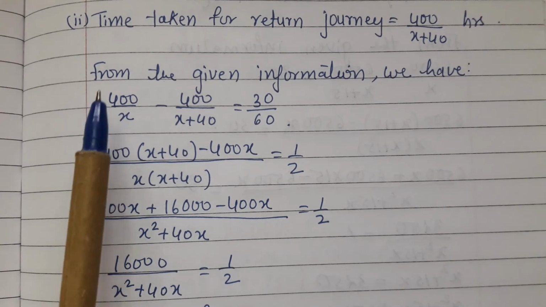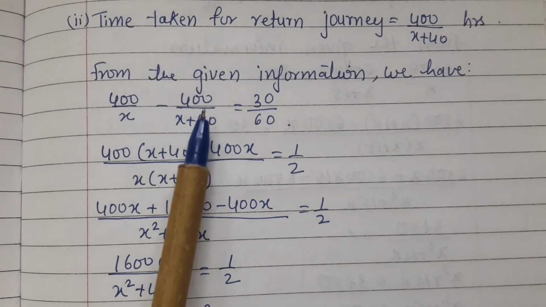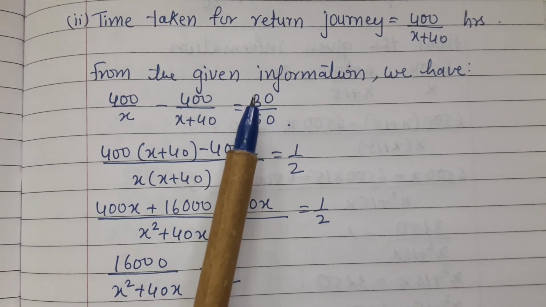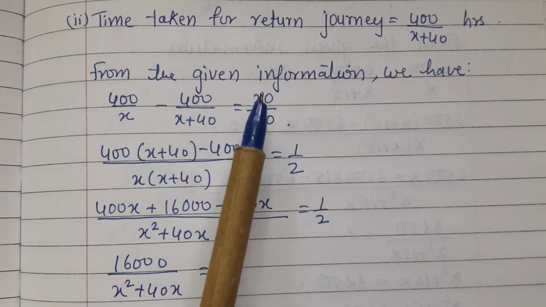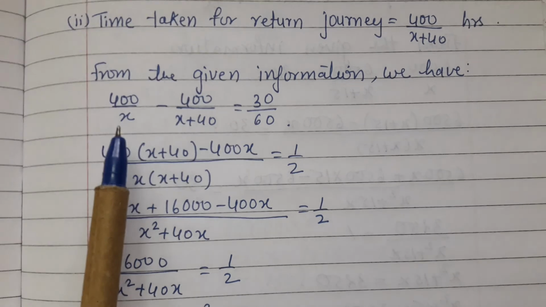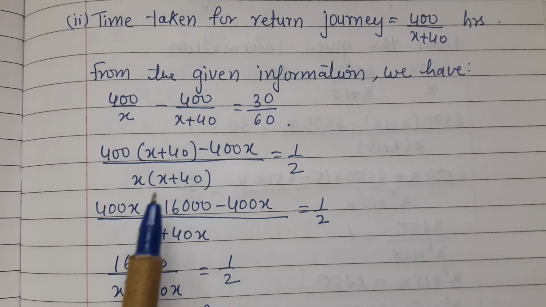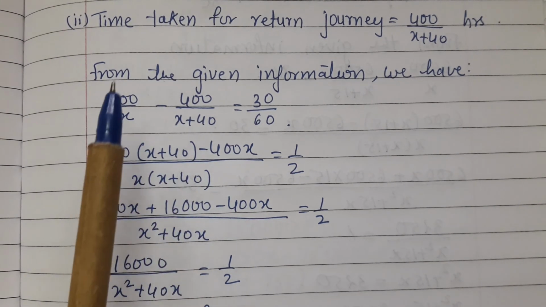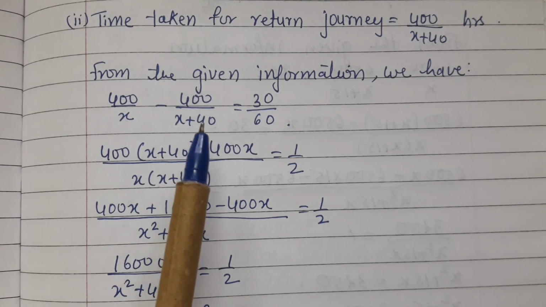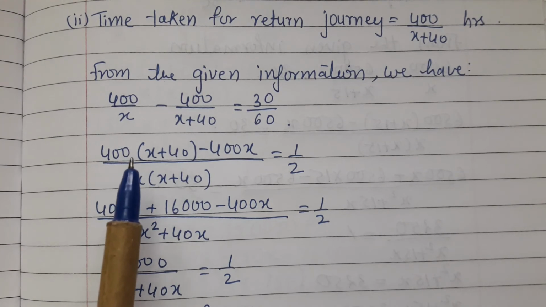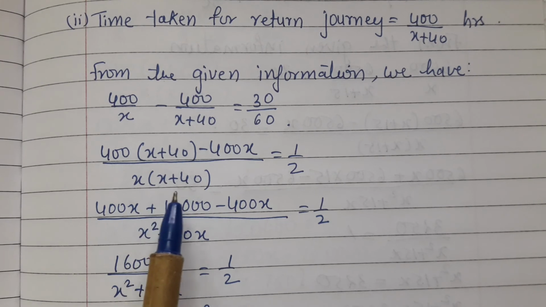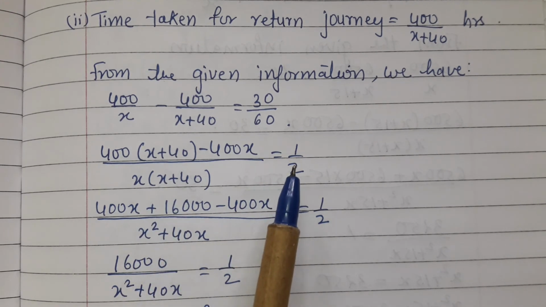Therefore, time taken for onward journey minus time taken for return journey is 30 minutes. That is 30 minutes divided by 60, so half hour. The LCM of denominators is x into x plus 40. Multiply and divide by x plus 40 for this term. Multiply and divide by x. 400 into x plus 40 minus 400x upon x into x plus 40 equals half.